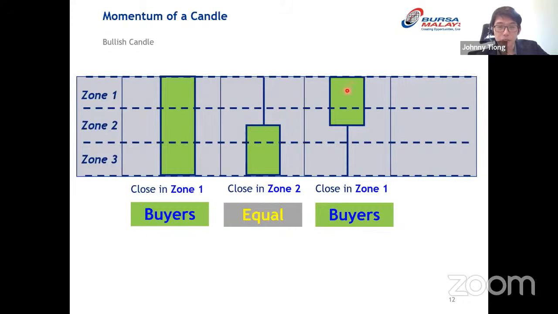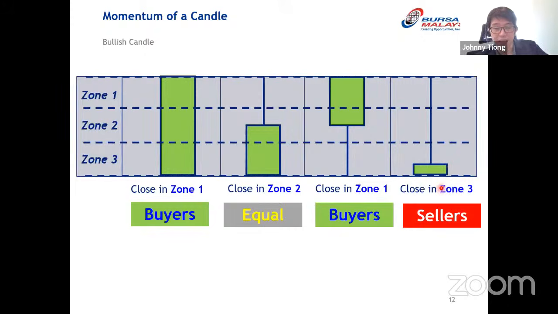Okay, so we refer to the last candle. This is also a bullish candle because it's green and the closing is above the opening. When we look at this, which zone is it closing at? Is it zone 1, zone 2, or zone 3? Here it closed at zone 3. So what does it mean when it closes in zone 3? It means sellers are in control. There's a lot of sellers for this stock for the day.